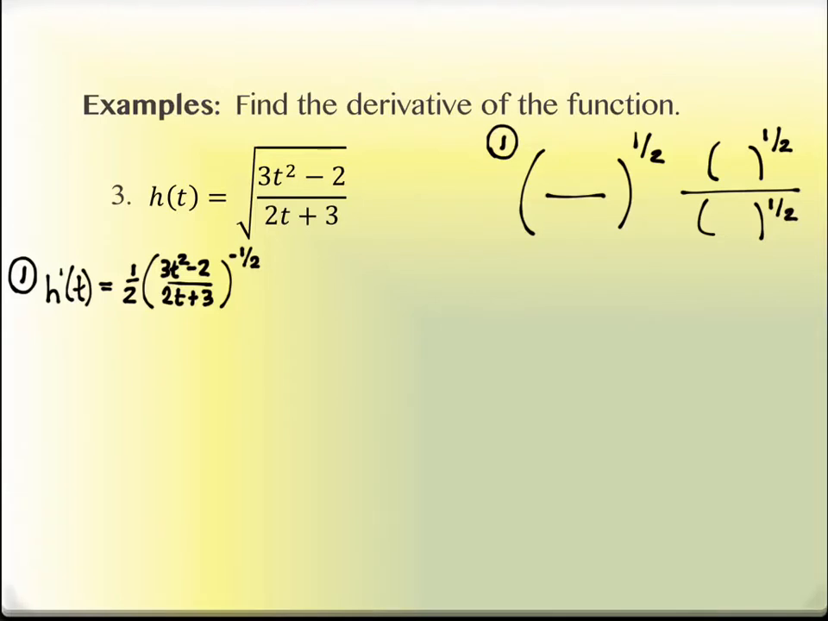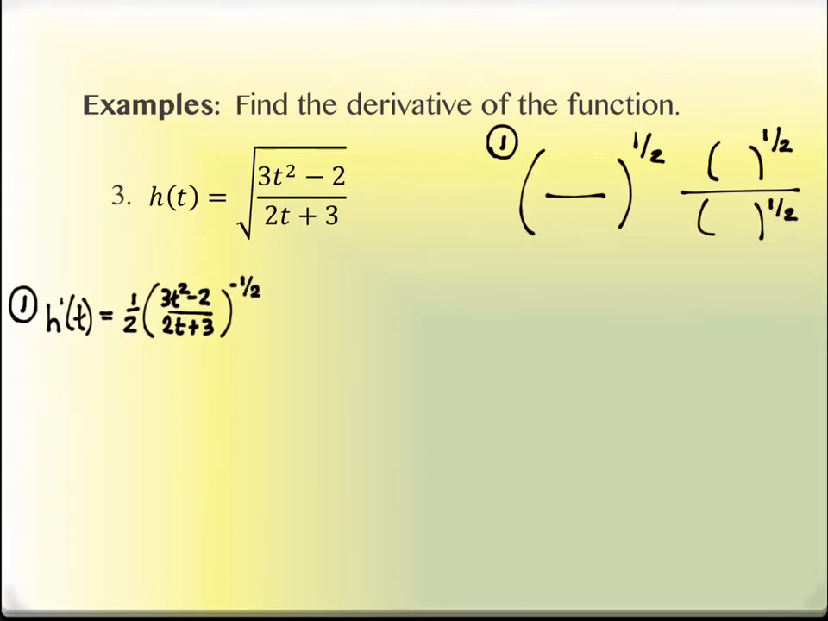Okay, is that okay? All right, then we have to take the derivative of the inside. Well, the inside, as we mentioned, is a quotient, so we need the quotient rule. So the quotient rule says that I do the denominator, so that's 2t plus 3. I don't know that I need the outside parenthesis, I'll just leave it off. 2t plus 3. And I need the derivative of the numerator. So what's the derivative of 3t squared minus 2? 6t.